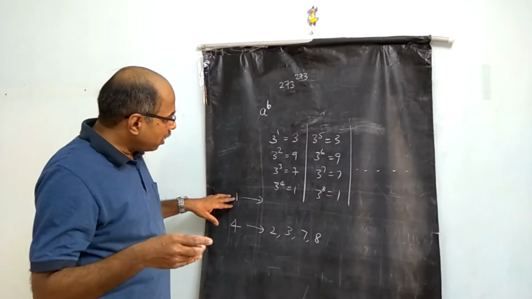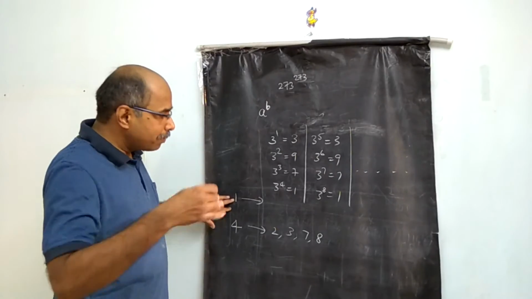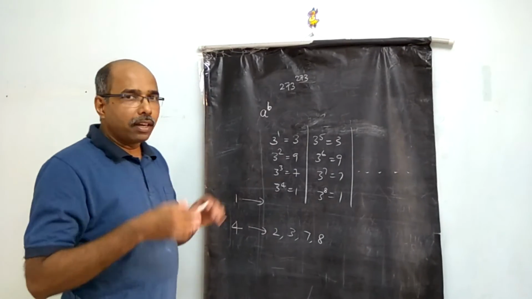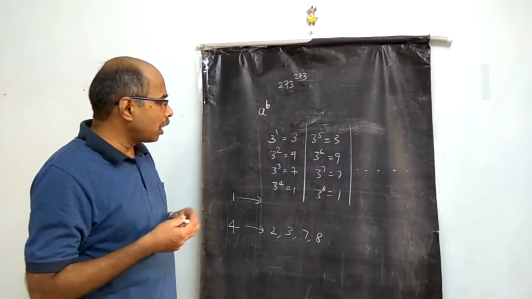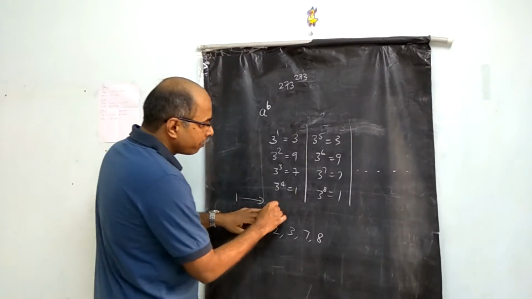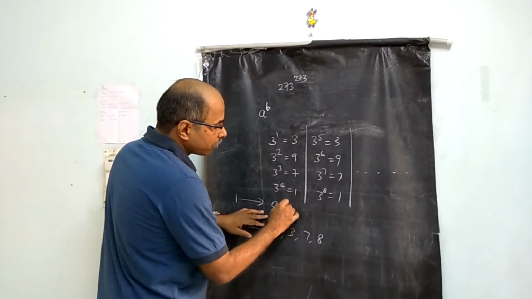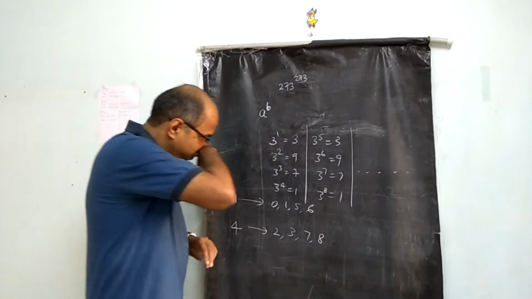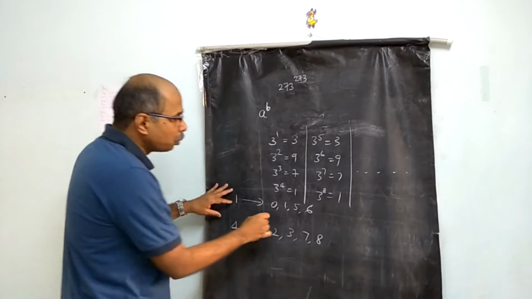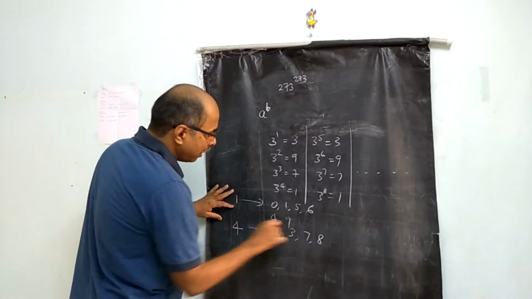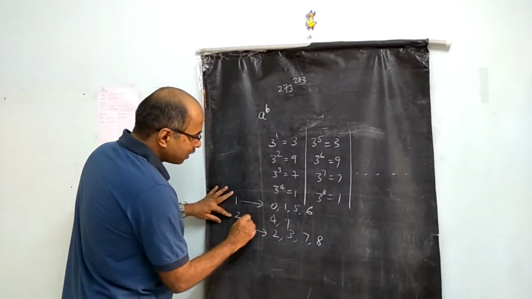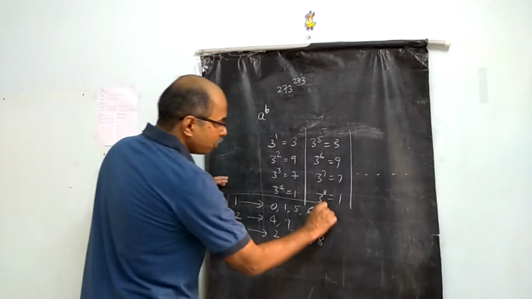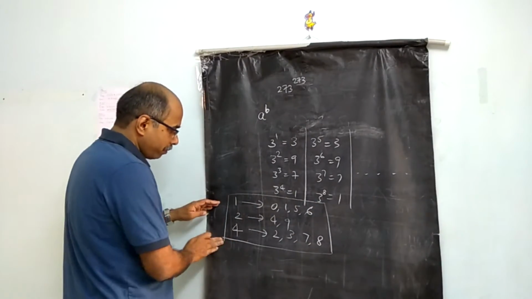So a number ending with a particular digit, whatever be the power, will not undergo any change. The unit digit will not undergo any change. So the numbers are 0, 1, 5 and 6. For the other two digits, 4 and 9, the power cycle is 2. You must start to memorize this if you want to proceed further.